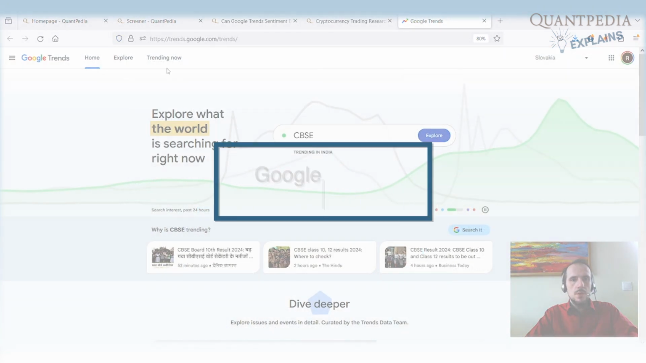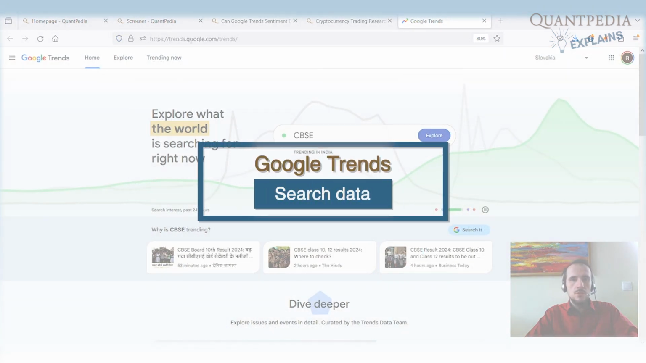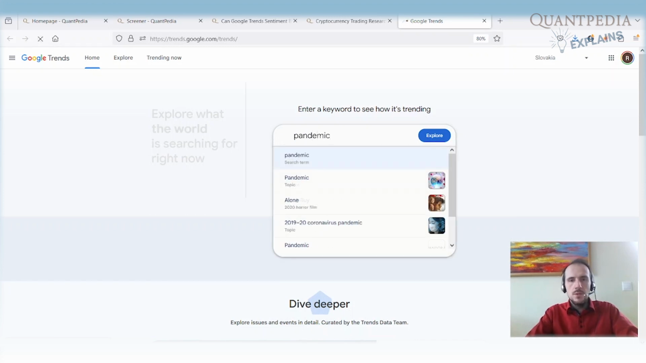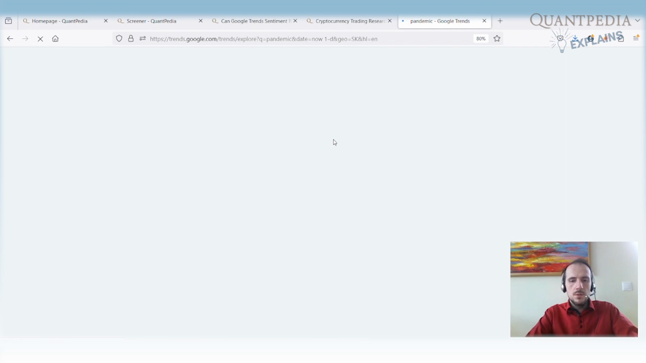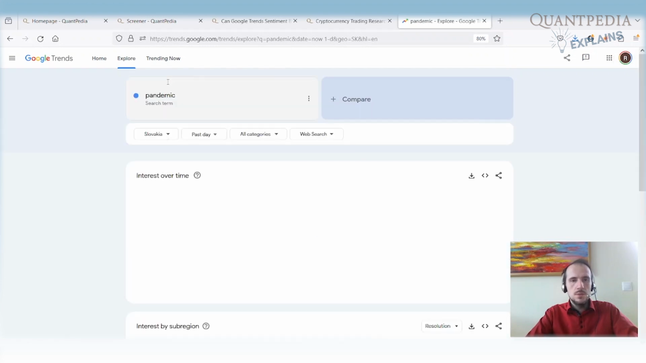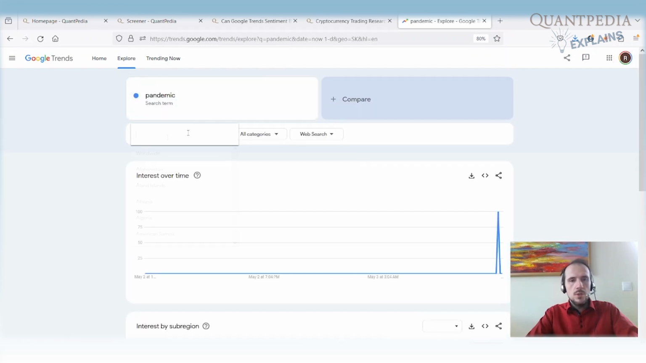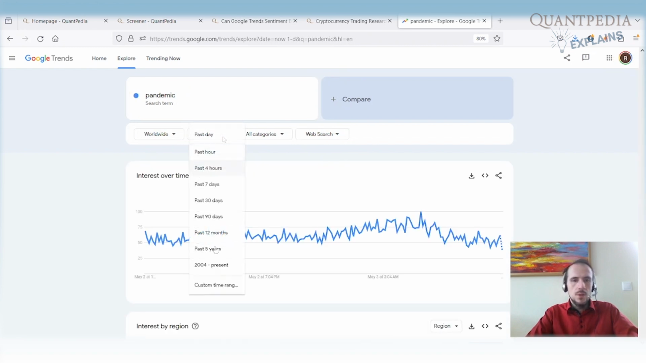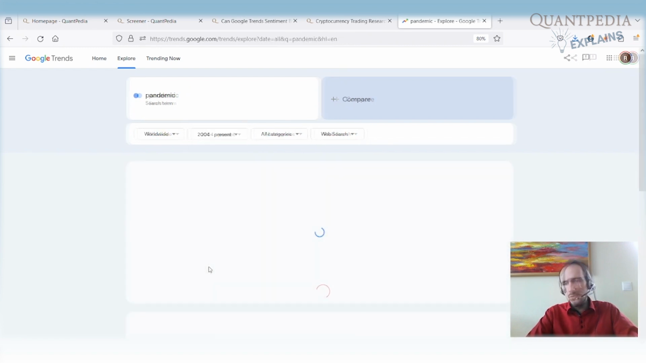The Google Trends data are available through the webpage trends.google.com. Here you can write any keyword and Google will show you the popularity of the topic over time. For example, if I put in pandemic, we can see how popular the keyword pandemic was in Google search over the last years. We can browse the individual countries, or we can check the worldwide interest in this topic. And we can check how the topic looked over the last 20 years.